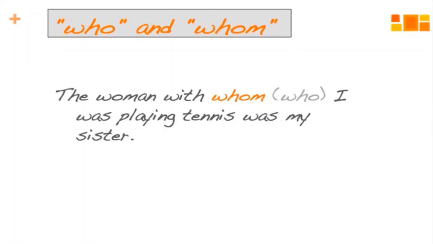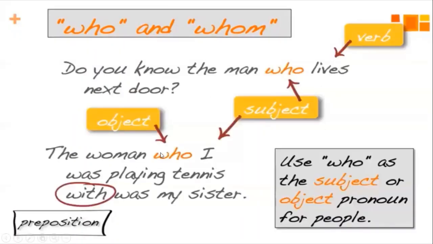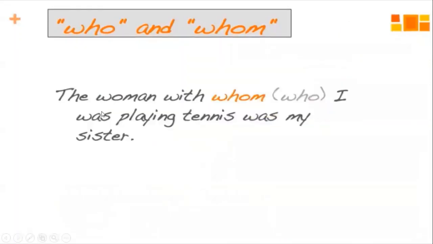Can you guys see the difference between this sentence and this sentence? The woman who I was playing tennis with was my sister, and the woman with whom I was playing tennis with was my sister. The preposition, right? The preposition should go here, I'm sorry, here with a verb, right?